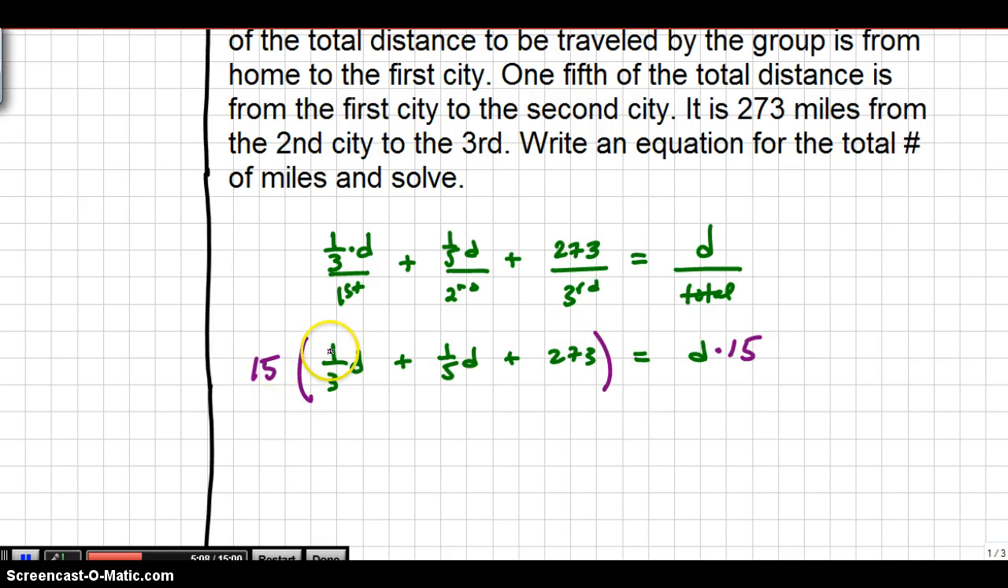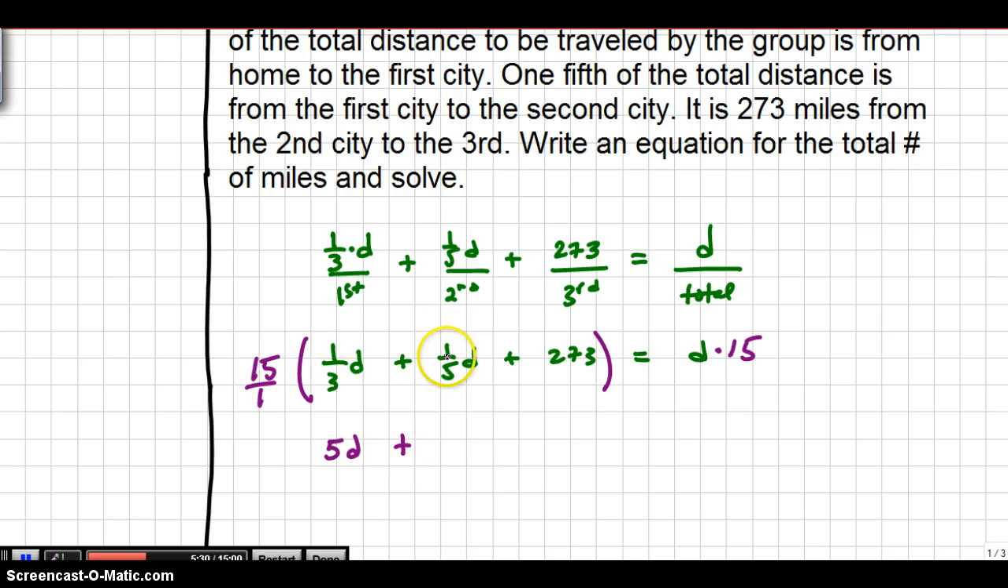When I do 15 times 1 on top, I get 15, and then the 3 gets divided. It's not 15 times the top and 15 times the bottom, because that 15 is just 15 over 1. So the 15 and the 1 multiply together on the top, the 3 and the 1 multiply together on the bottom, 15 over 3 is 5. And then the D is still there.